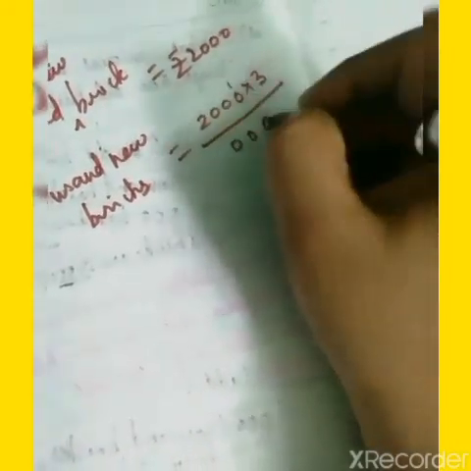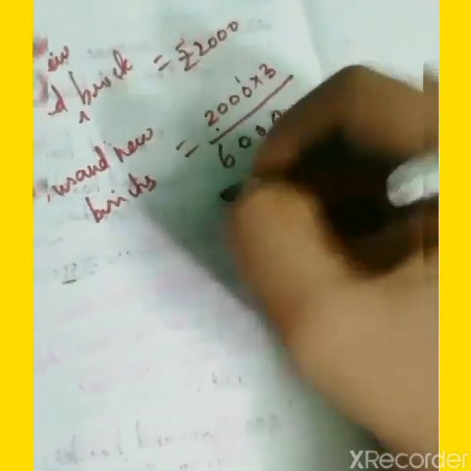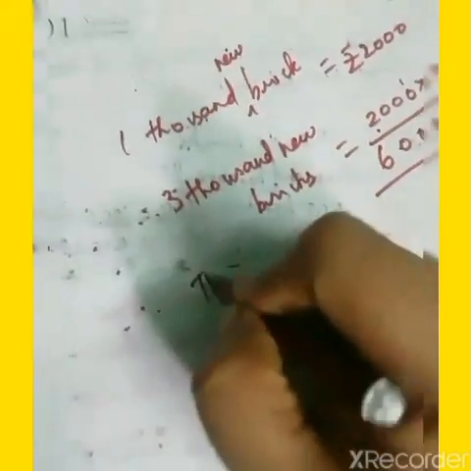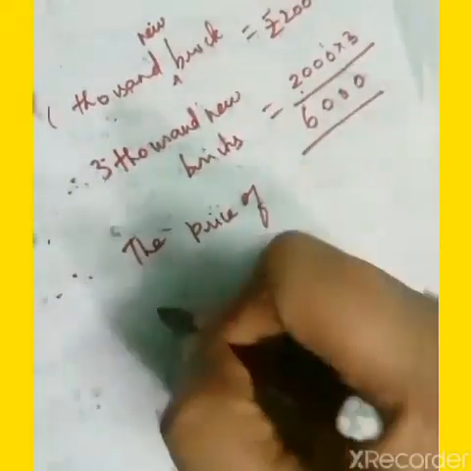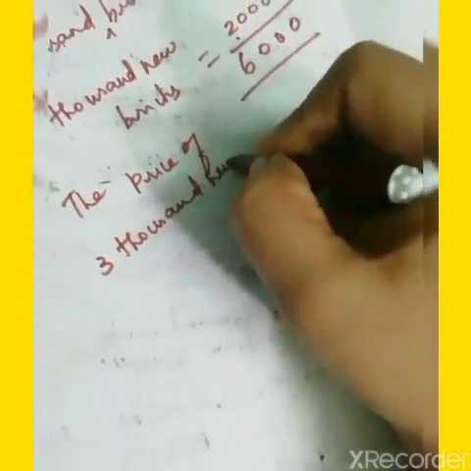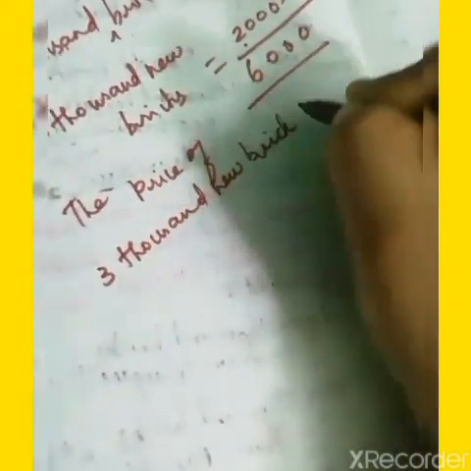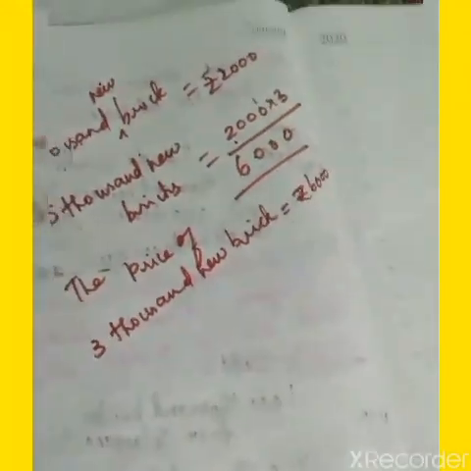So what you get? 0, 0, 0. You have to multiply with this. 3 zeros are 0. Again 3 zeros are 0. 3 zeros are 0. And 3 twos are 6. So therefore the price of 3000 new bricks is equal to rupees 6000. Can you understand?